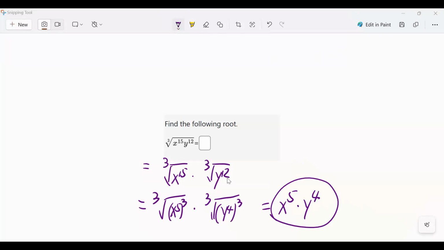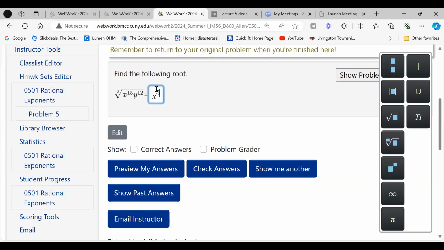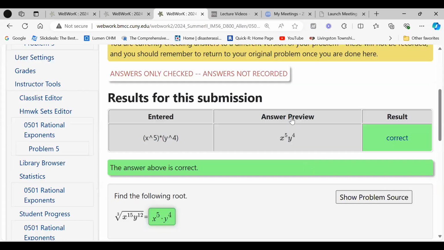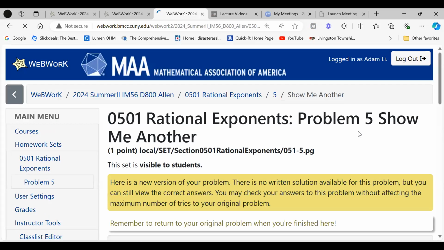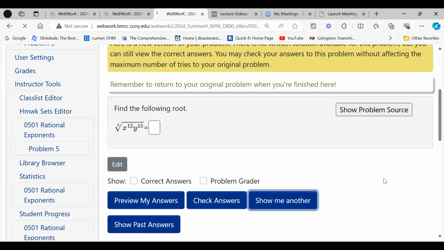All right, so going back here, I'm putting the answer x to the 5th times y to the 4th. Yep, that is good. So let's try another one. Let me show another. Yeah, you guys try this one, right?